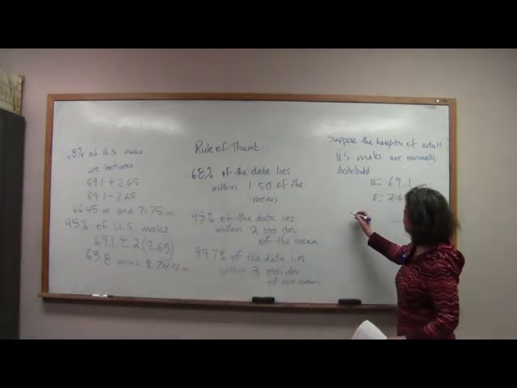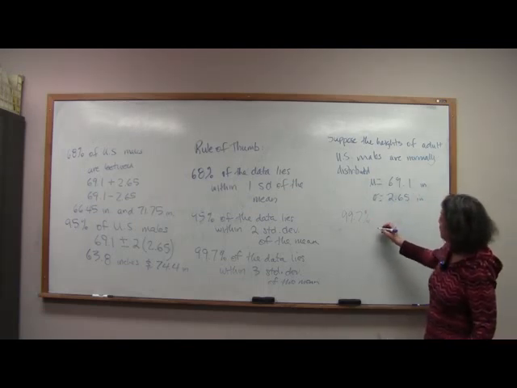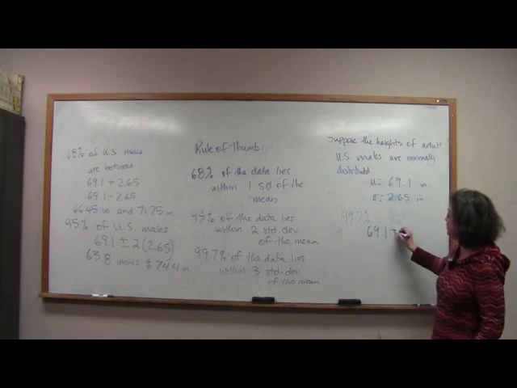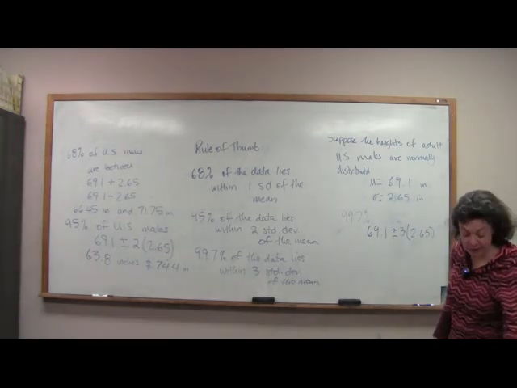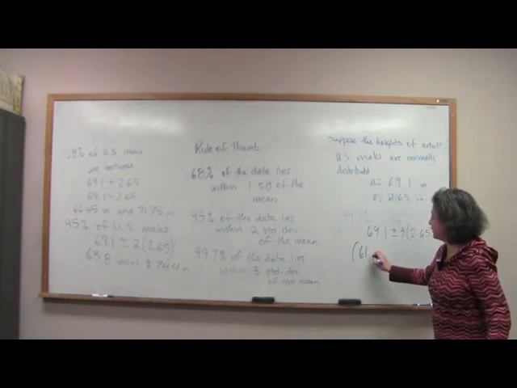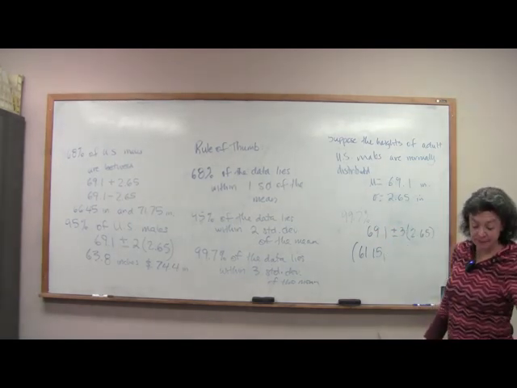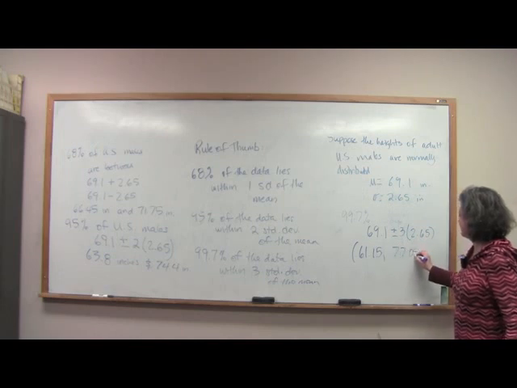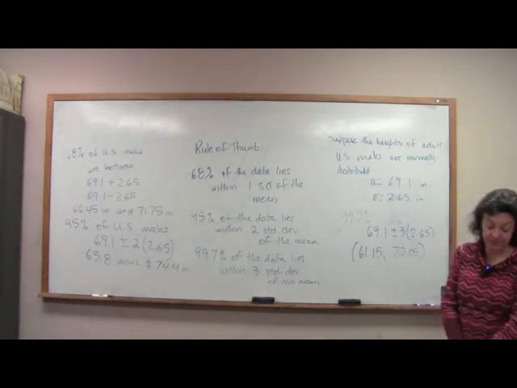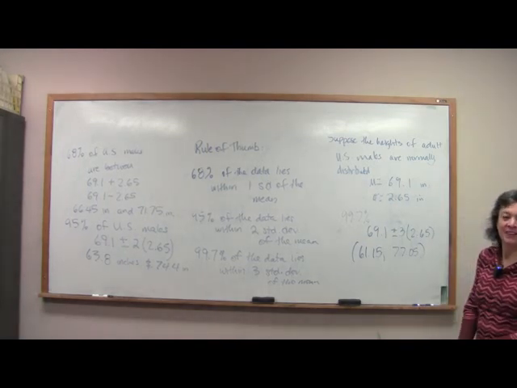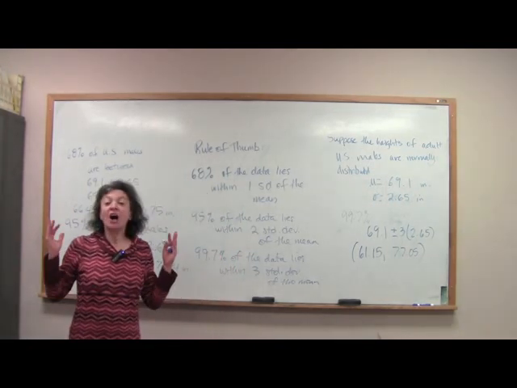And last but not least, we can say that 99.7% of U.S. males have heights within 3 standard deviations of the mean. So how do you compute that? Literally, you take your mean and add and subtract 3 times your standard deviation. So I'm going to write this in interval notation. What we have then is that 99.7% of U.S. males have heights in this interval between 61.15 inches and 77.05 inches. That's pretty cool, okay?